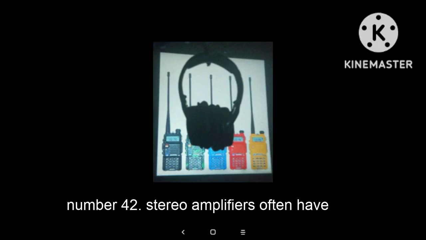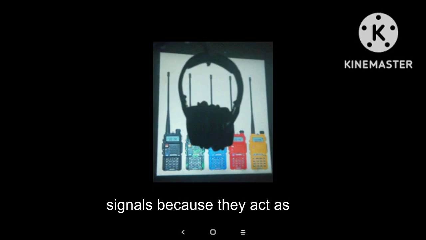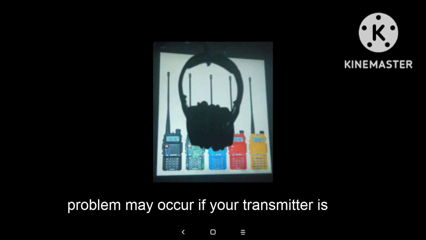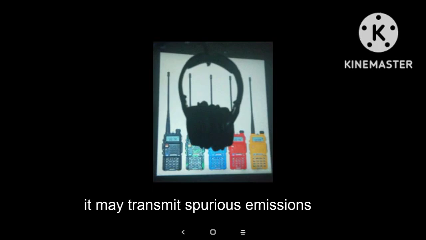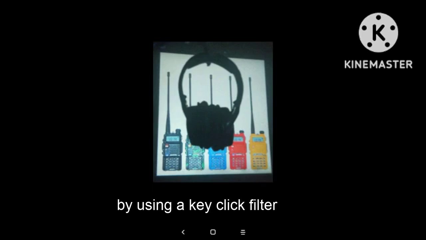Number 42. Stereo amplifiers often have long leads which pick up transmitted signals because they act as receiving antennas. Number 43. What problem may occur if your transmitter is operated without the cover and other shielding in place? It may transmit spurious emissions. Number 44. How can you prevent key clicks? By using a key click filter.